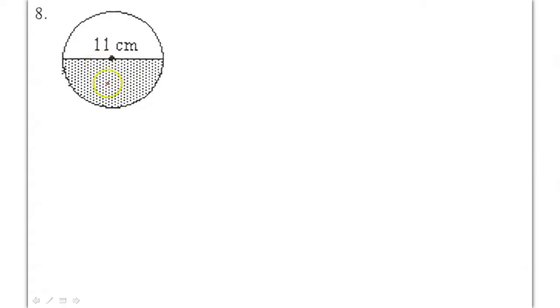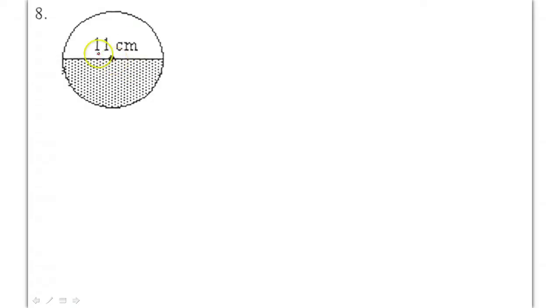I'm hoping you can see that what we have here is half of the circle shaded. It's half of the circle. So the best strategy is to simply find the area of the whole circle and then divide by 2 to cut it in half.